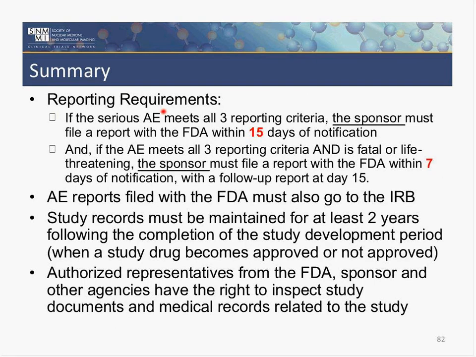I understand now that the sponsor has reporting criteria, either 15 or 7 days to report an AE, and that reports that go into the FDA must also go to the IRB. The records have to be maintained at least 2 years after the approval of the drug or the discontinuation of the research. Authorized representatives from the FDA, the sponsor, and other agencies have a right to inspect study documents and medical records related to the study, and so informed consent has to mention that fact.